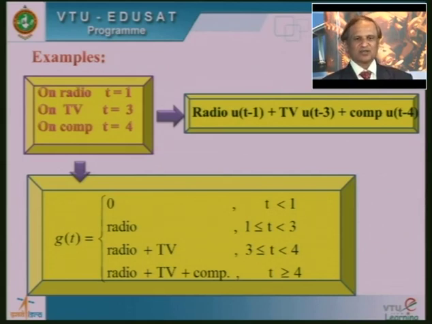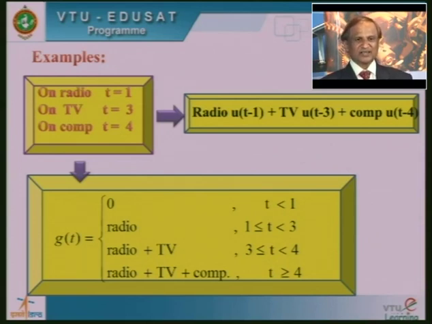So what we are observing with the black color statement: radio into u of t minus 1. It is understood that the radio will be on at time t is equal to 1, plus television or TV into u of t minus 3, which means at 3 o'clock the television will be on, plus computer into u of t minus 4, at 4 o'clock the computer will be on. How are we going to represent it in the form of a function?